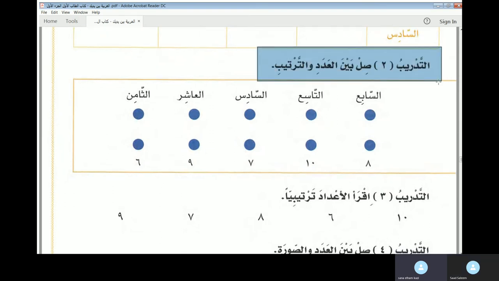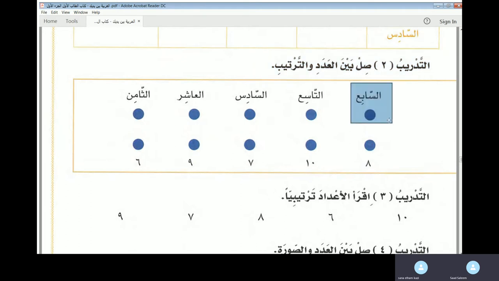At-tadributh thani, sil bainal adadi. Second exercise, connect between the number and the tartib, which is position. As-sabi, seven, will be joined with Saba. At-tasi will be joined with nine, Tisa.